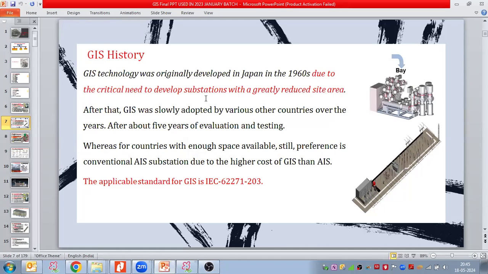I hope I'm clear with this. Here we have taken a comparison. If we need to make one bay outdoor, this much area, this much length, this much site is required. But the same bay, if we make it with GIS, all this equipment can be enclosed in metal enclosures, and we can install it in a very reduced area, right?